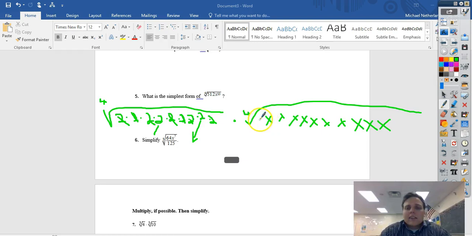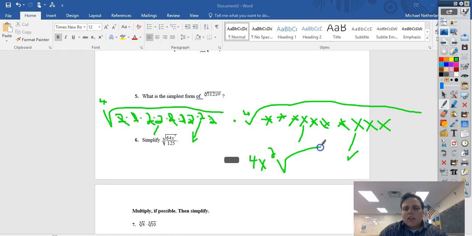So now I go to the x's. 3 die, 1 goes free. 3 die, 1 goes free. And that leaves me with 2 x's. I can't touch them. Not enough are willing to die for them. So outside of the square root, I had these 2 2's that are going to get to multiply. So that's going to be 4. Outside this square root, I have these 2 x's that are going to get to multiply. So that's going to be x squared.